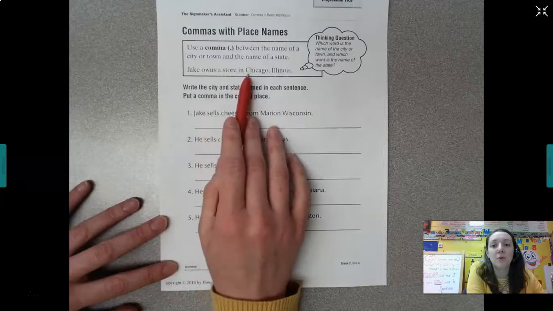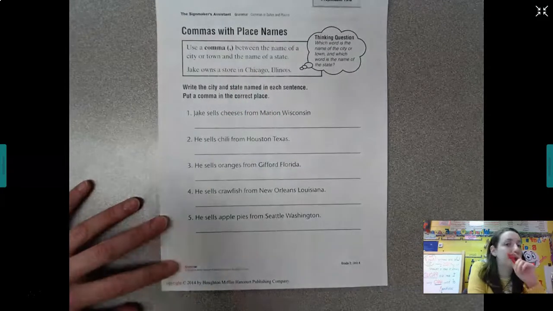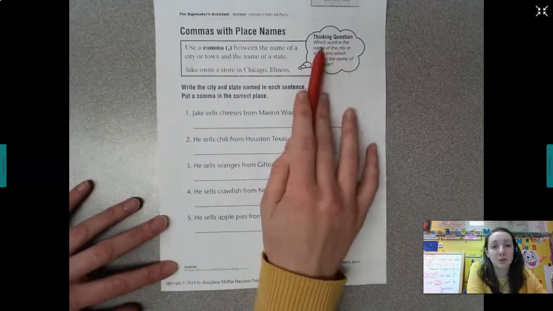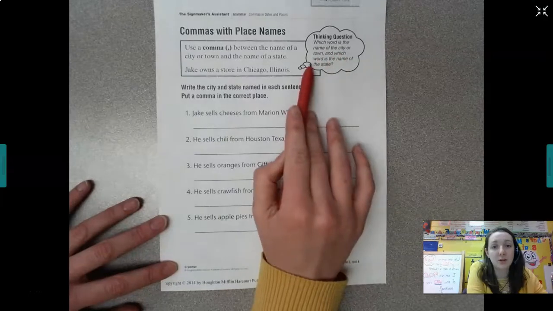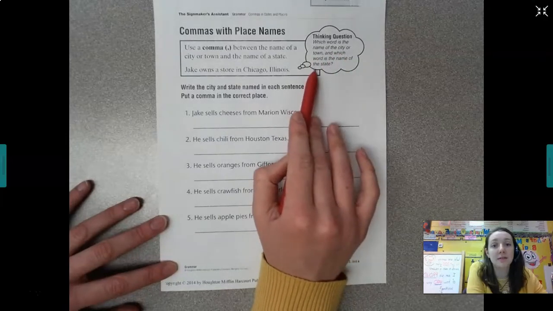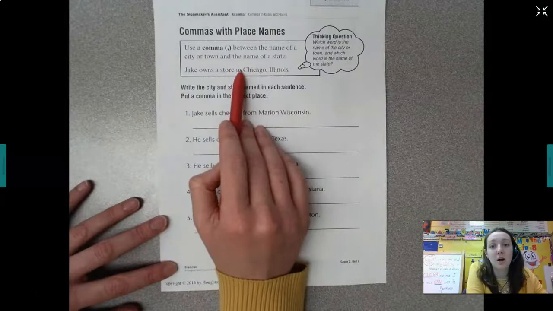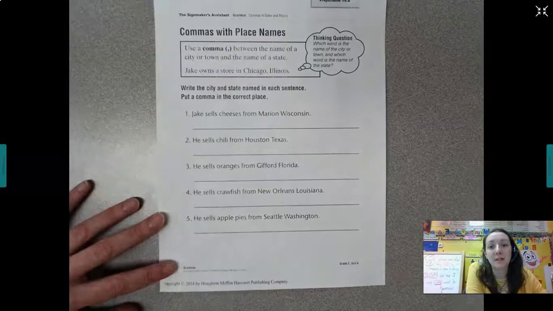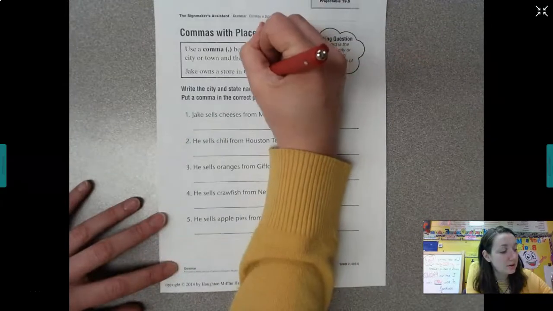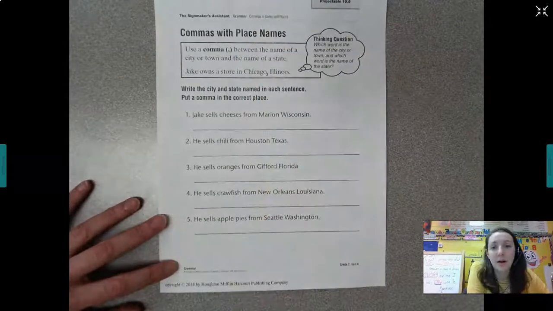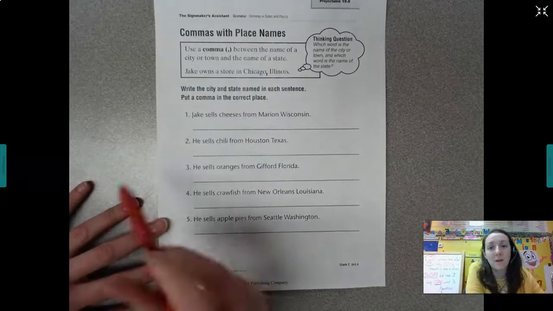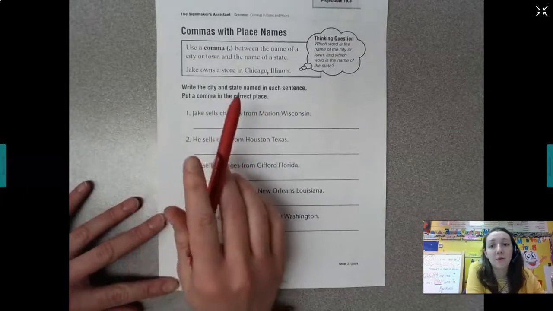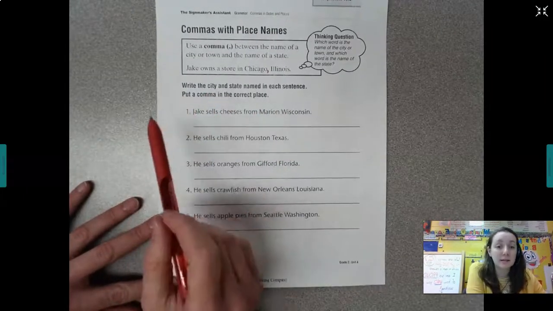Jake owns a store in Chicago, Illinois. Our thinking question is, which word is the name of the city or town and which name is the name of the state? So Chicago is the name of the city and Illinois is the name of the state. So that's why it's hard to see, but there is a comma there. Alright, so we're going to read these sentences and we're going to look for the city and the state so we can put the comma in between them.